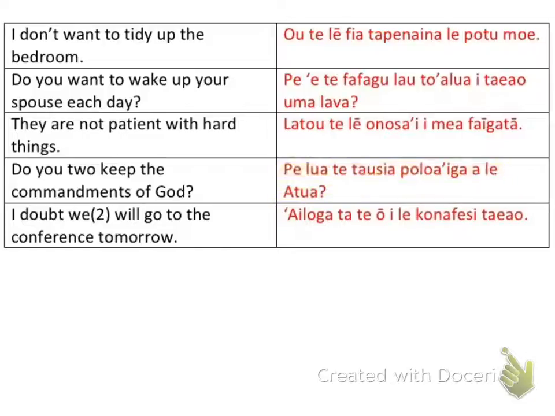And this last one, I doubt we two will go to the conference tomorrow. And this is like you and I going to the conference. This is an inclusive we. So, ailonga ta te o I le konafesi taiao. Okay? So hopefully you were able to get those. If you weren't, I encourage you to find the parts that you weren't able to get and memorize those and work on them. Ask yourself, what did I do wrong, and what could I have done a little bit differently to have made this correct?